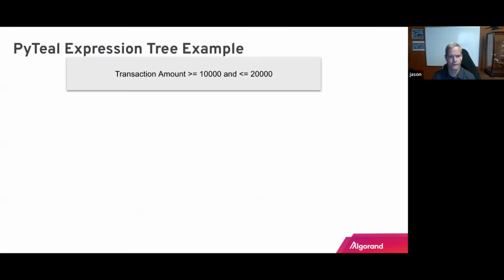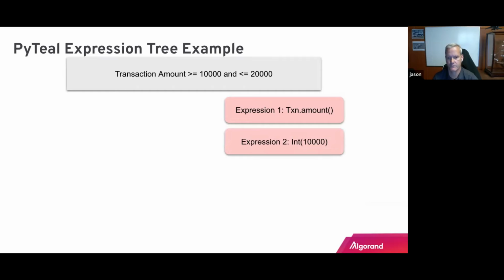All right, so let's start with a little bit more complex example of what an expression tree looks like. Let's say I want to create this logical condition in my smart contract. I want to look at my transaction amount and make sure it's greater than or equal to 10,000 and less than or equal to 20,000 microAlgos. So the way I would do this is first I would create expression 1, which is my transaction amount. I would then create expression 2, which is my 10,000 microAlgos. And then I would use the GreaterThanOrEqual expression, which takes 2 other expressions as parameters.